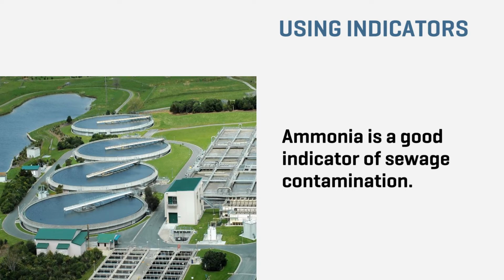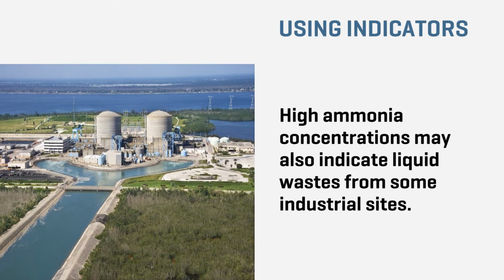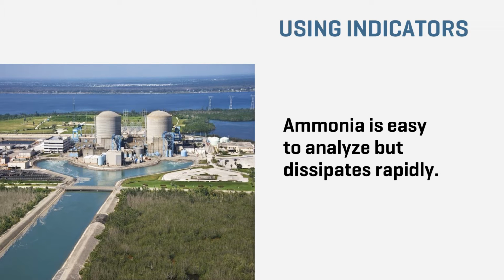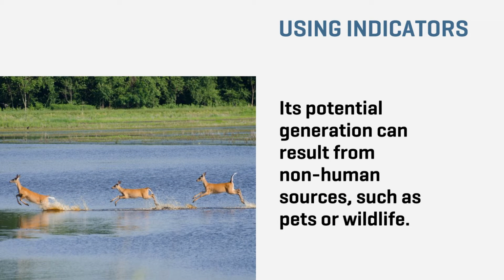Ammonia is a good indicator of sewage contamination. Its concentration is much higher in surface water than in groundwater or tap water. High ammonia concentrations may also indicate liquid waste from some industrial sites. Ammonia is easy to analyze, but dissipates rapidly. Its potential generation can result from non-human sources, such as pets or wildlife.